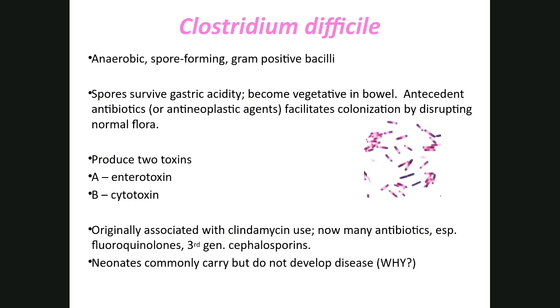Now another bacteria, this is Clostridium difficile. This is also gram positive. So now we have 2 gram positive organisms. One is Listeria and the second is Clostridium difficile. But the difference is that Listeria is aerobic and Clostridium difficile is anaerobic, and it also forms spores, whereas Listeria doesn't form spores.